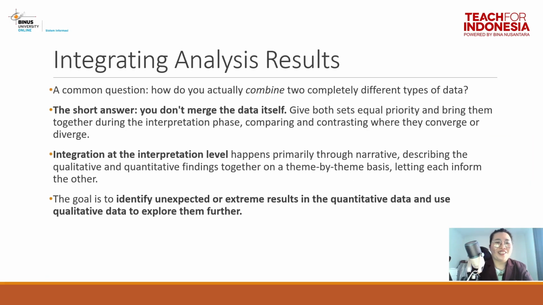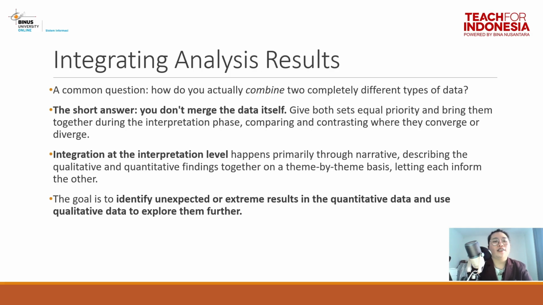Now, another good question might be, how do you actually combine two completely different types of data? Because quantitative is all about the number and qualitative is words, sentences. And the short answer is you don't merge the data itself, you give both sets of data equal priority and bring them together in the interpretation phase, where you compare, you contrast whether they are converging or diverging, whether they have the same conclusion or different.